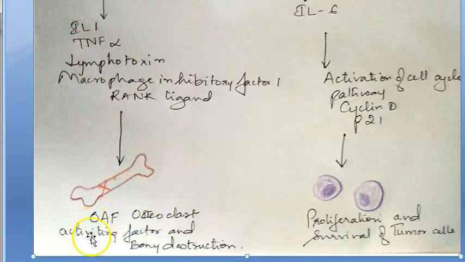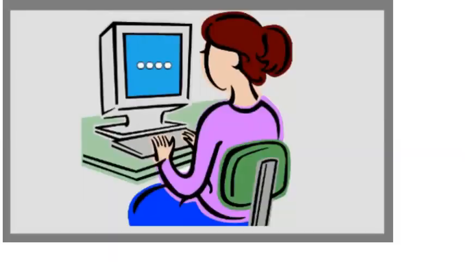they act like the osteoclast activating factor, that's the OAF. Especially these interleukin 1 and all these, right? They will act like osteoclast activating factor. All these cytokines act like osteoclast activating factor. So who and all act like osteoclast activating factor?